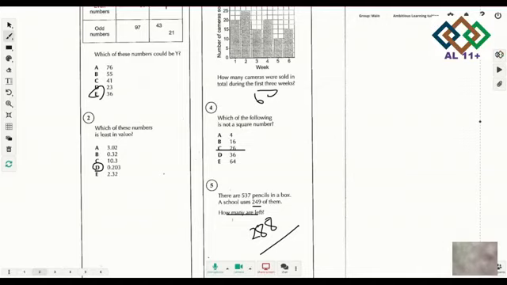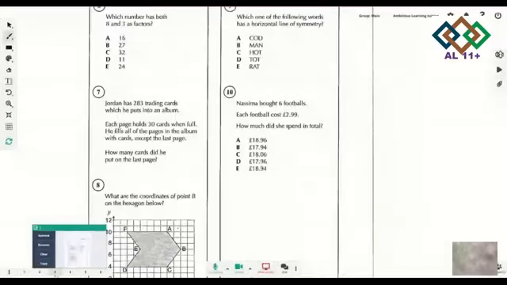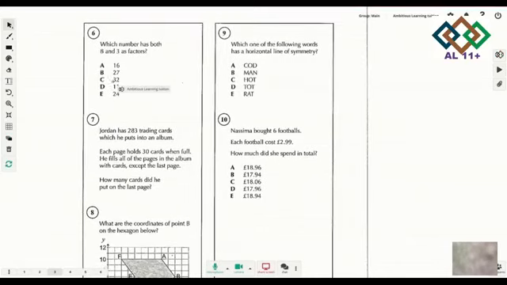Keep marking your answers and don't forget to write in the comment box how much you guys got out of 26. So let's move on to number 6. In number 6, that's an easy one. They asked you which of these has both 8 and 3 as factors. That's an easy one, it is E.